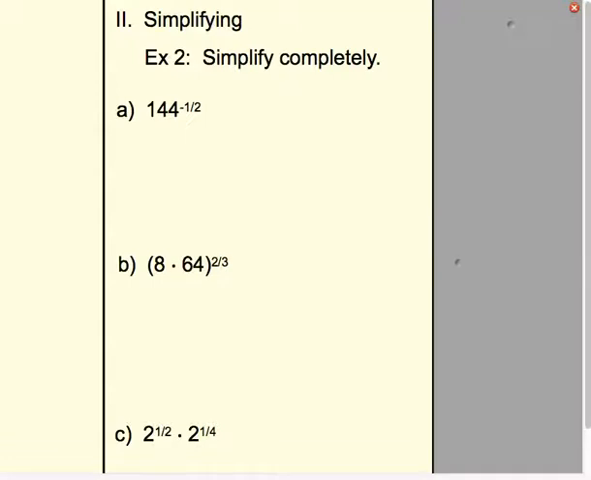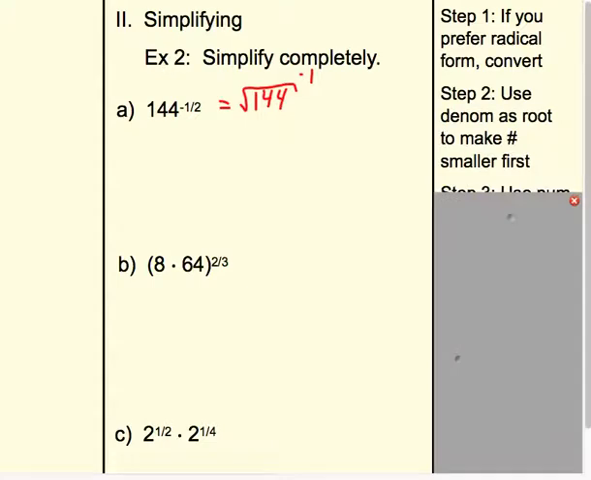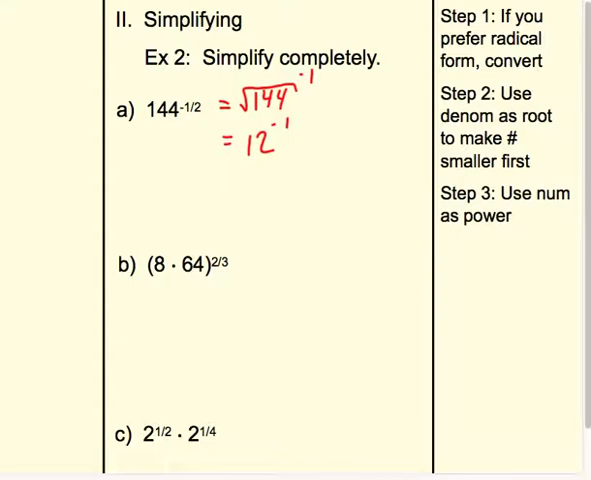Alright, so we're going to take a little bit closer look at simplifying. Same process. If you prefer radical form, go ahead and convert it. I think for most of you, thinking in terms of radicals instead of rational exponents, at least until you're used to the rational exponents, will be easier. So, using the denominator as my root, I have the square root of 144 to the -1st power. You want to make it smaller first, so we take the square root of 144, which is 12. And if you remember how to use negative exponents, it just means it goes to the denominator. So 12 to the -1st power is 1/12.